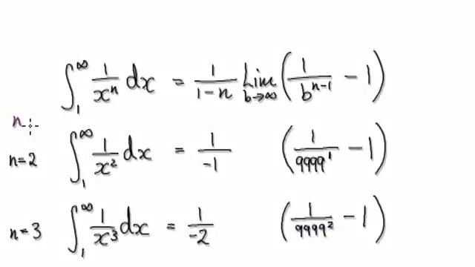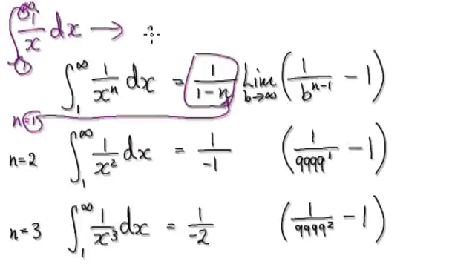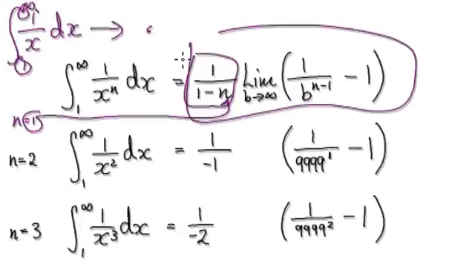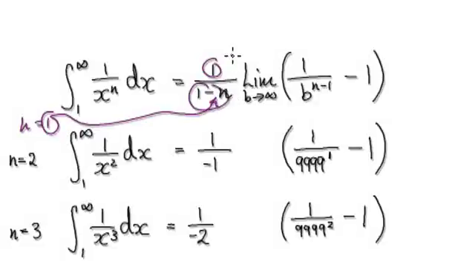In the case of n equals 1, if you try and put 1 into here, this thing here breaks down. But we've already seen this case when you try and integrate from 1 to infinity of 1 over x. We've already seen that this diverges. So even though this method breaks down, because when you put 1 into here, you're going to have 1 divided by 0 here.